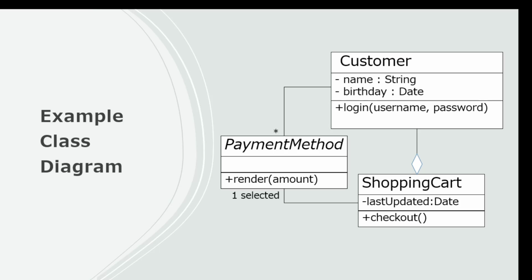We have a customer. It has two attributes, name and birthday, and it does one thing with the customer. You can log in with the username and password. It implies there's some sort of connection to username and password. A class does not necessarily show all of its cards, if you will. A class can have attributes that don't show up. It can have relationships that don't show up. It can have methods that don't show up.